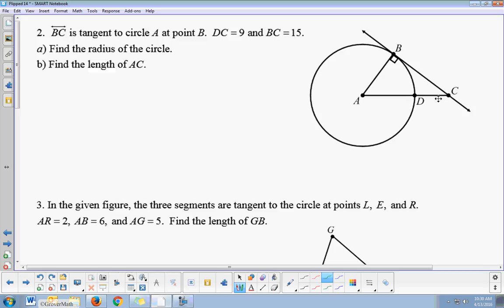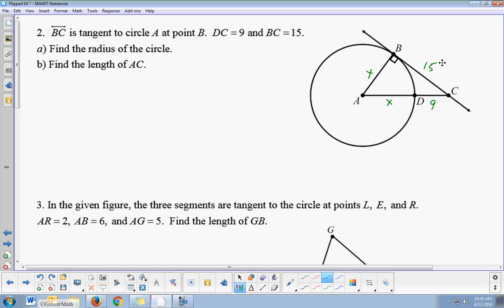Before we continue, this exterior part over here is 9. BC is 15. Find the radius of the circle. Find the length of the radius of the circle is what we really mean here. So I want to know this length, but not only that, AB is a radius, so is AD. Those are both radii lengths, right? From the center to the circle.